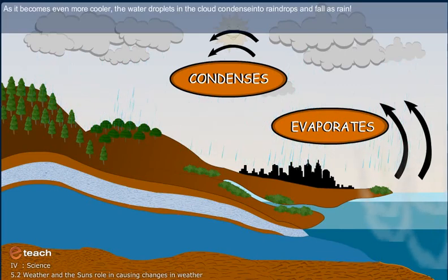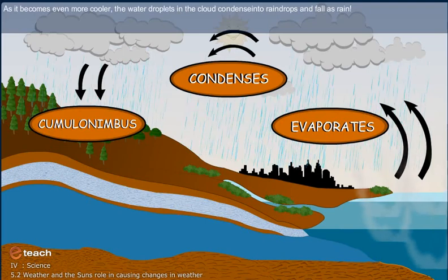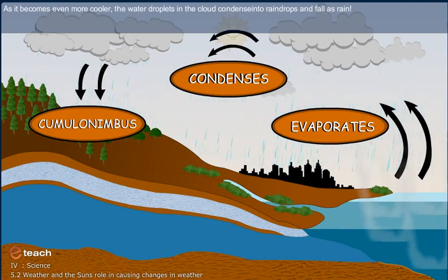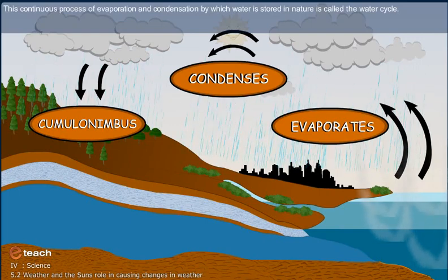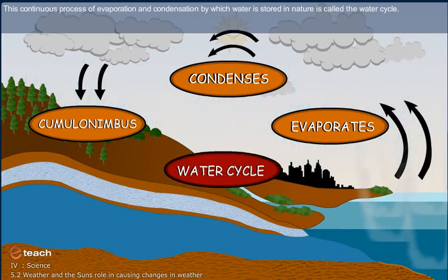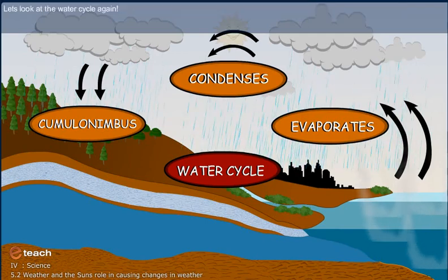As it becomes even cooler, the water droplets in the cloud condense into raindrops and fall as rain. Rain clouds are called cumulonimbus clouds. This continuous process of evaporation and condensation by which water is stored in nature is called the water cycle. Let's look at the water cycle again.